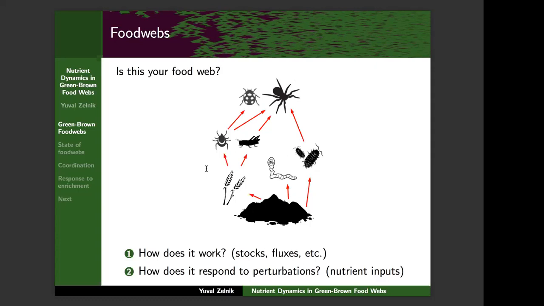And so what I want to ask today is basically, how does it work, if you will? So for instance, how are the stocks, the pools of nutrients, distributed, and how are the fluxes looking? And also, how does it respond to perturbations? I will focus here on nutrient input. So what happens when you change the nutrient inputs, which is of course something we do every day when we fertilize crop fields, for instance.